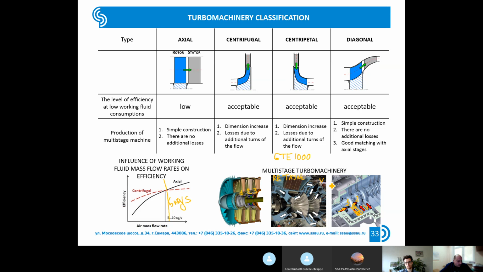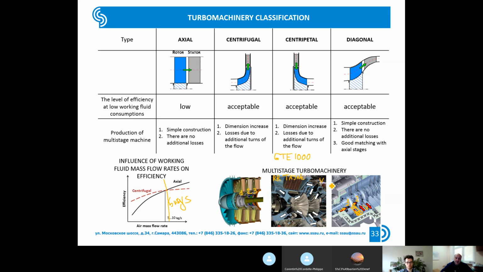And as far as I know, the French company Turbomeca widely uses multi-stage centrifugal compressors on its engines for helicopters. You could find some examples of Turbomeca engines. These are multi-stage centrifugal compressors, and as far as I know, they are great specialists in the working process of the centrifugal compressor. So, this is a brief look at the parameters of the different types of stages of turbomachinery.